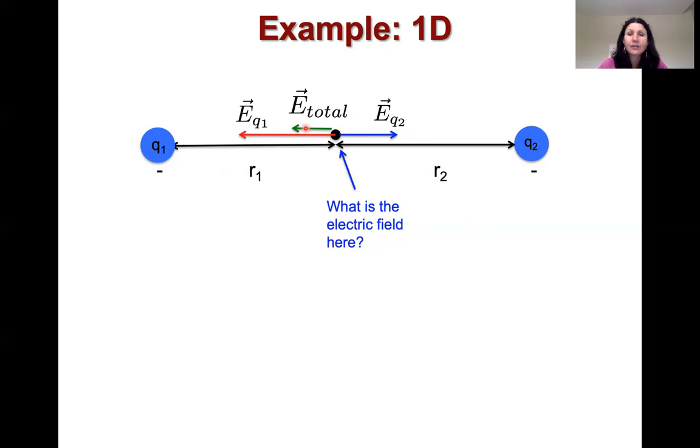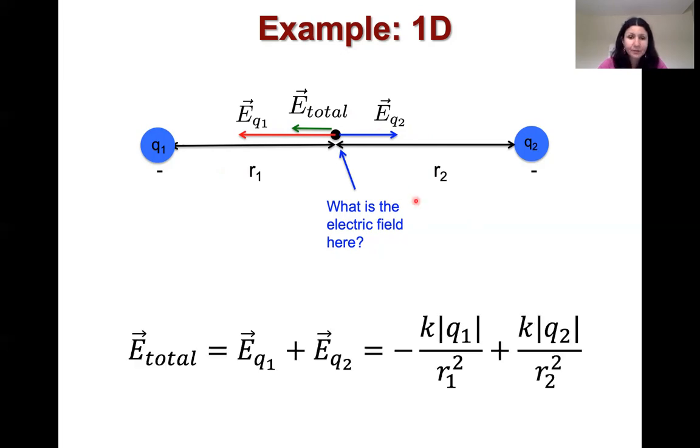Once you figure that out, you can add them. So you either add them if they're pointing in the same direction or subtract them if they're pointing in opposite directions. So here, this is how we would write this out. In this particular example, Q1 points to the left, and if you choose the left to be negative, that's going to have a negative sign.